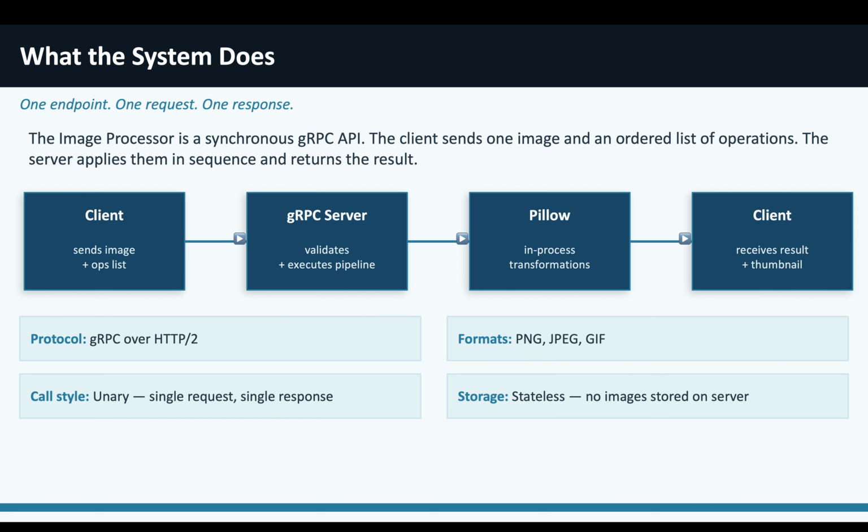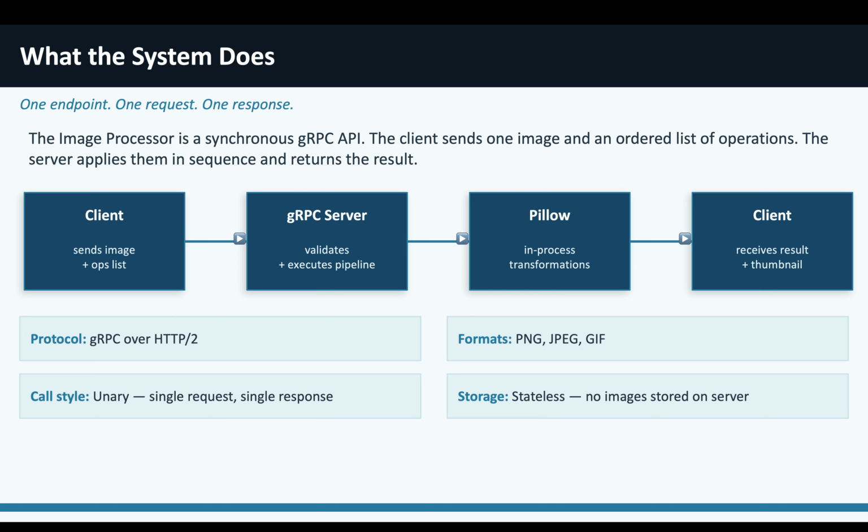So what does the system do? The core idea is pretty simple. The client sends one image and an ordered list of operations. The server applies them in sequence and sends the result back. So it's a very simple one input, one request, and one response. The server is also stateless, which means nothing gets stored on the server, and every request is completely self-contained.